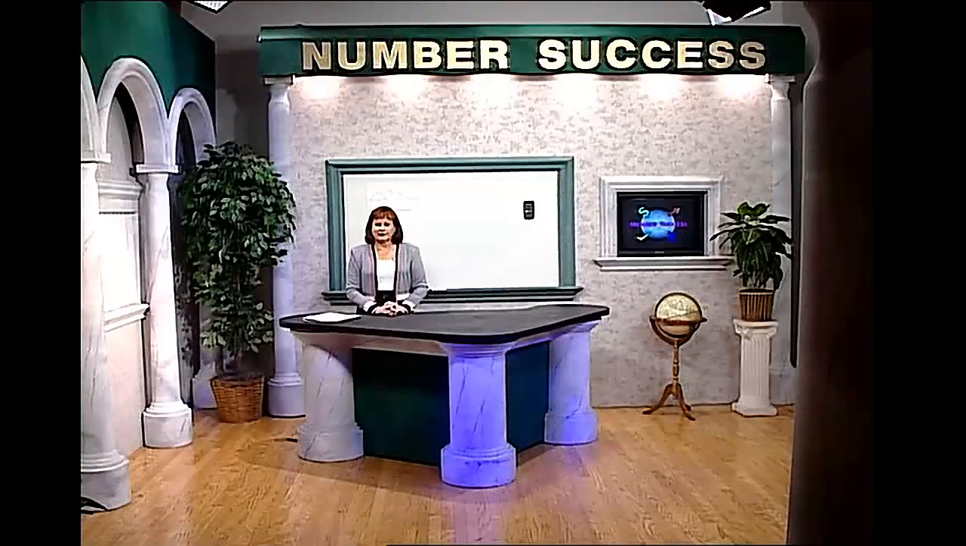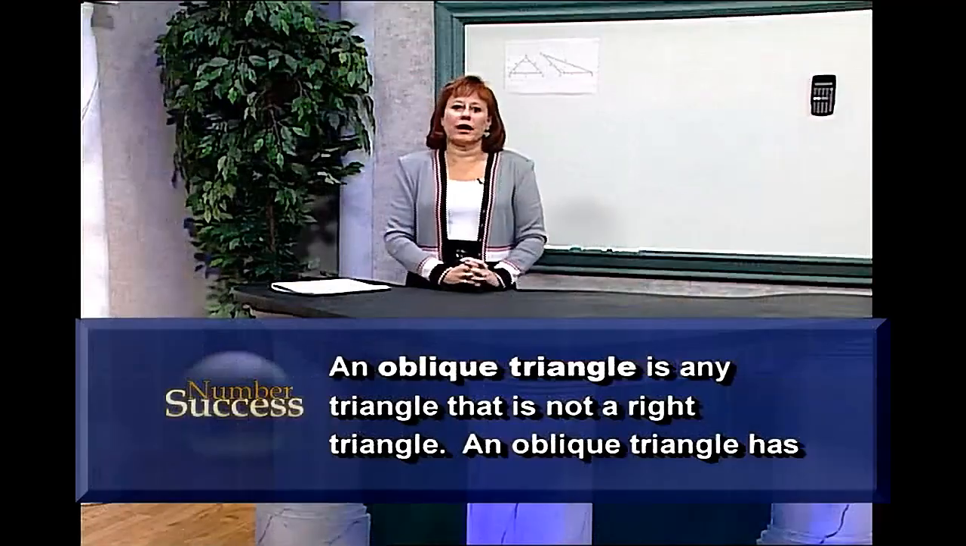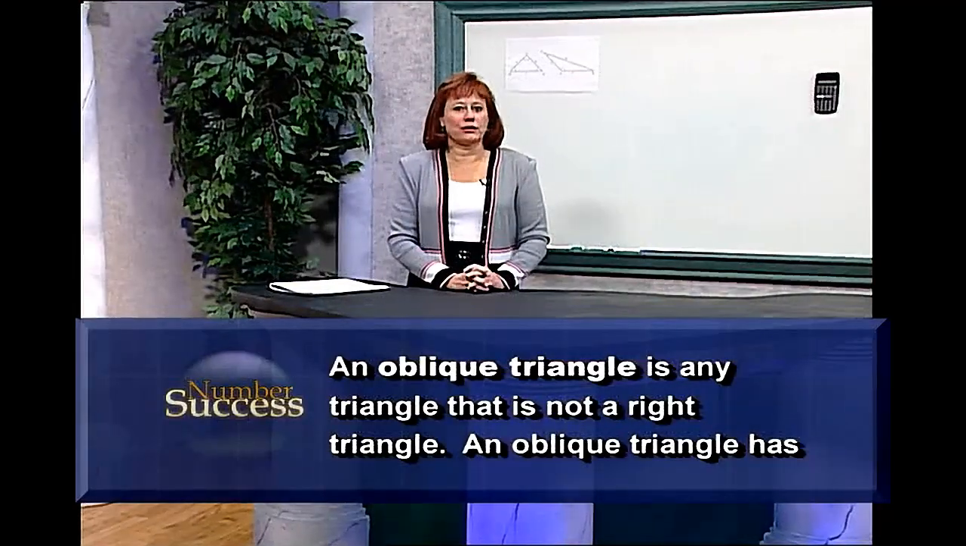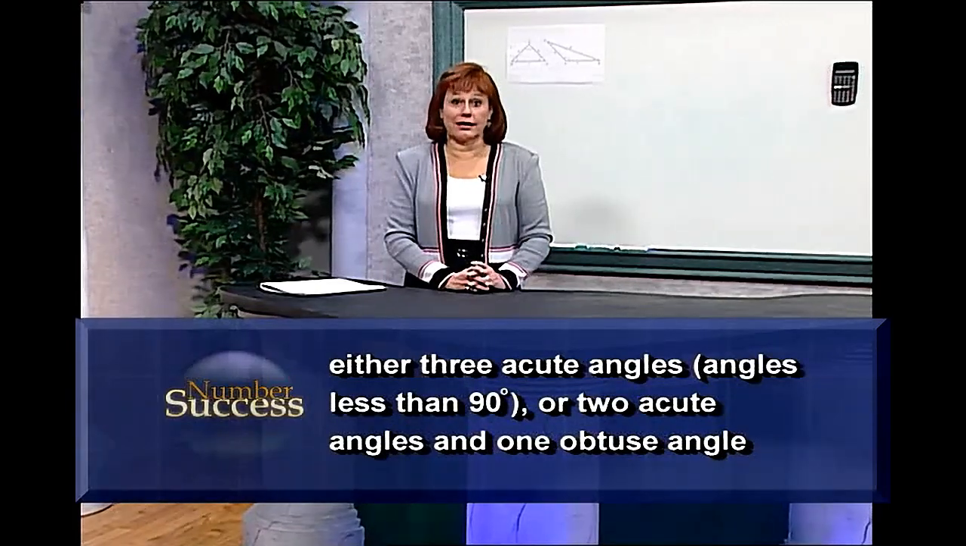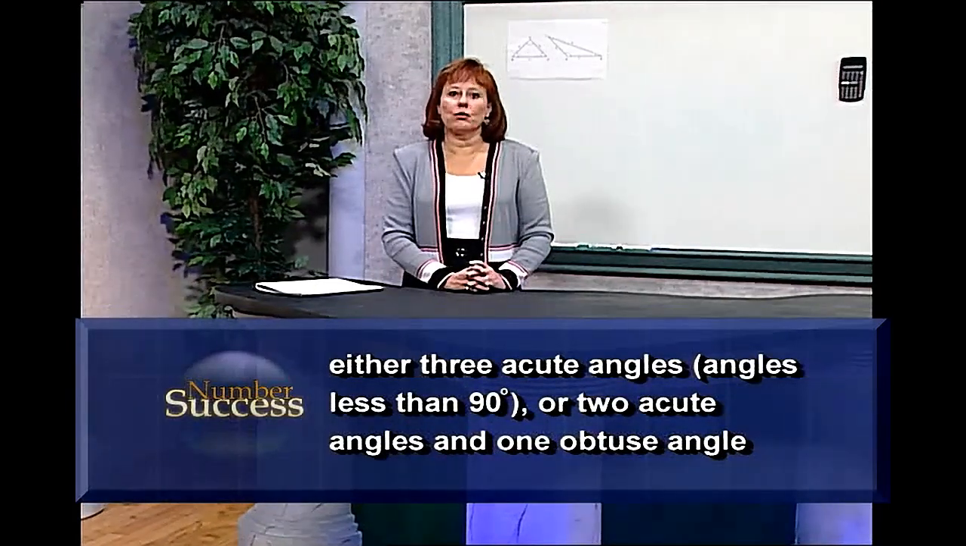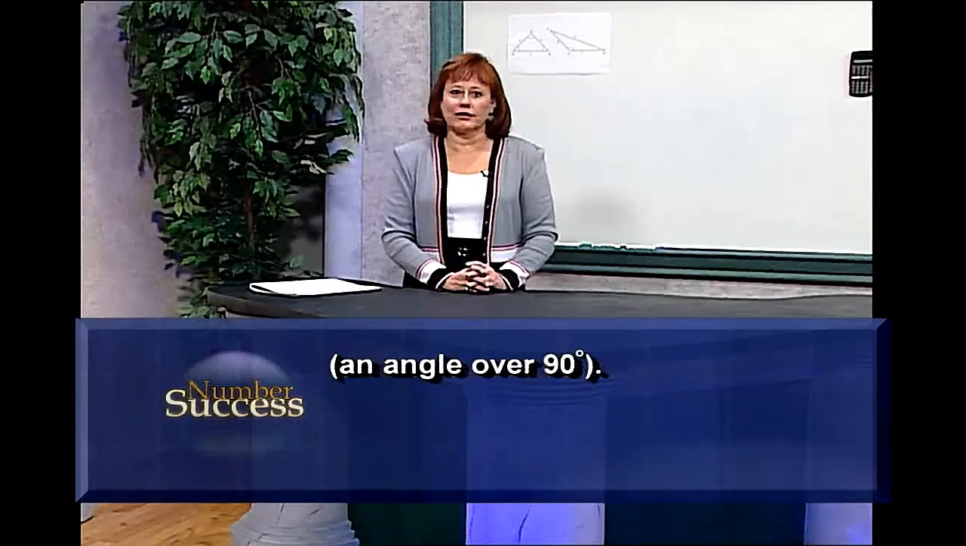Formulas for finding angles and sides of oblique triangles: the law of sines. An oblique triangle is any triangle that is not a right triangle. An oblique triangle has either 3 acute angles, angles less than 90 degrees, or 2 acute angles and 1 obtuse angle, an angle over 90 degrees.